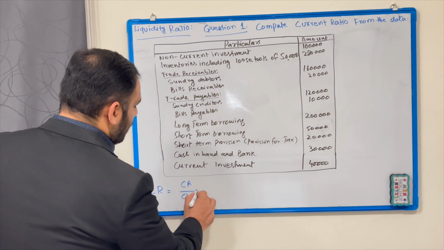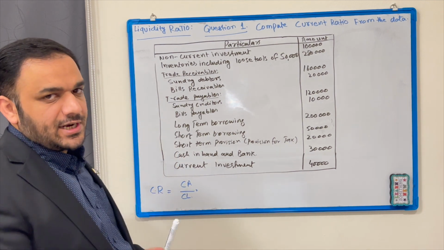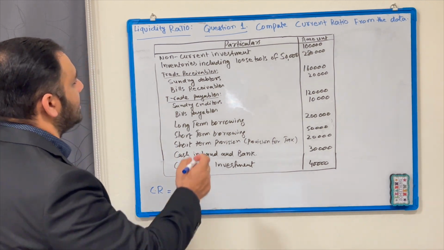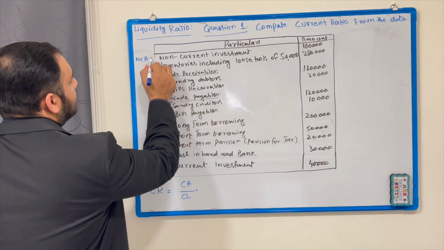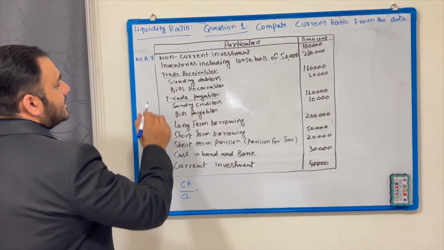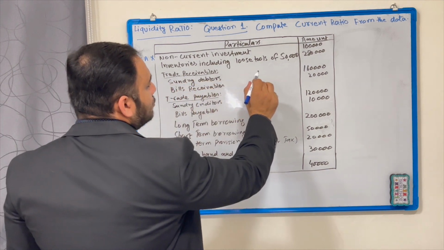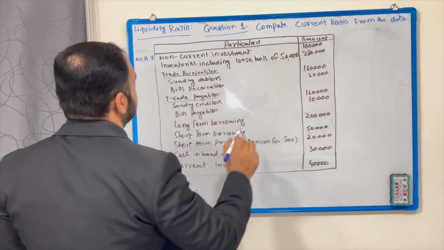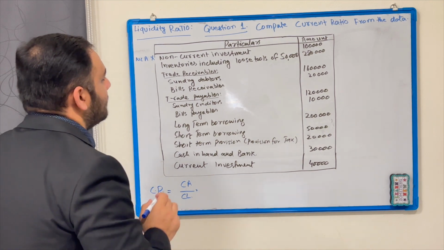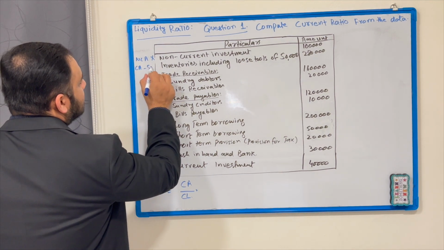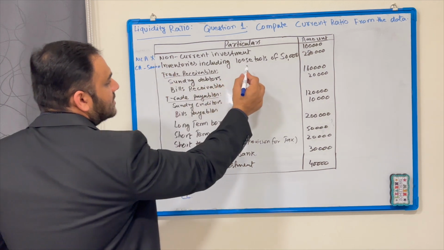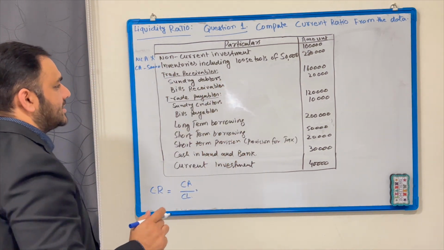So we have to see what are the liabilities and what are the current assets here. First of all, if we can see, non-current investment is your non-current asset, so we will not record it. Then inventories including loose tool of 50,000. So inventory is your current asset, but you will minus 50,000 because 50,000 is loose tool. We studied that in the concept.